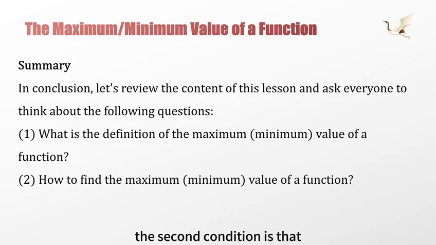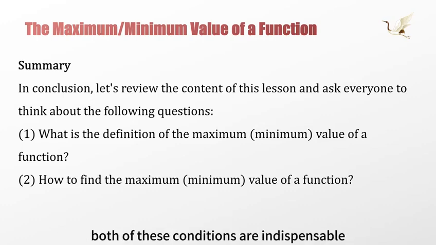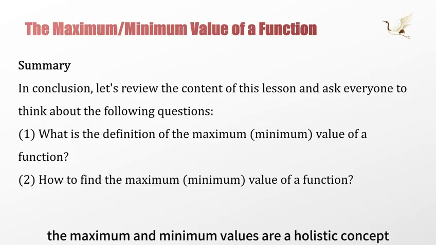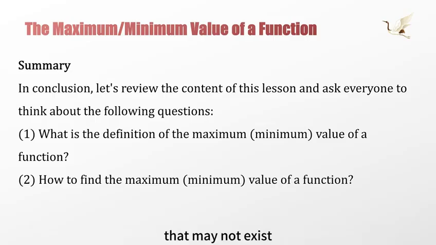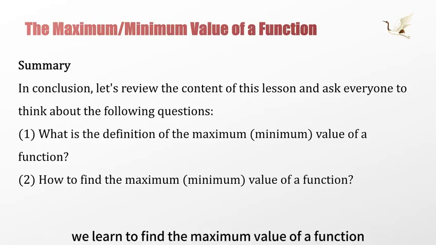The second condition is that there must be an independent variable x0 in the domain that has a function value equal to M. Both of these conditions are indispensable. In addition, the maximum and minimum values are a holistic concept that may not exist, but if they exist, they must be unique.